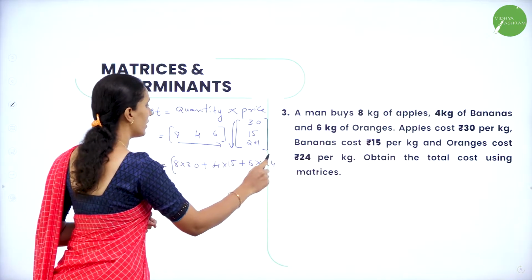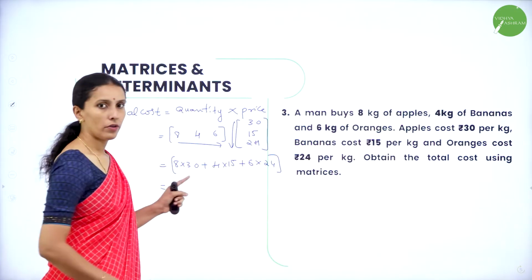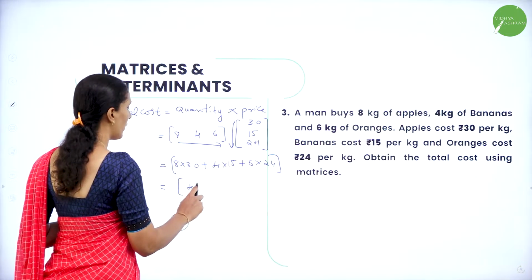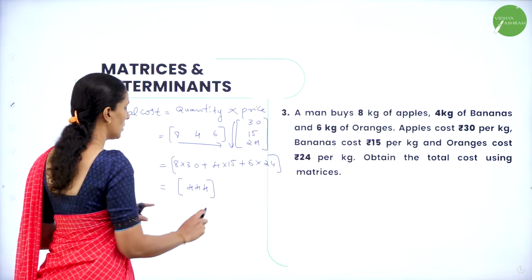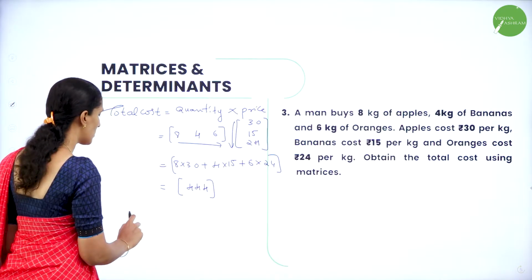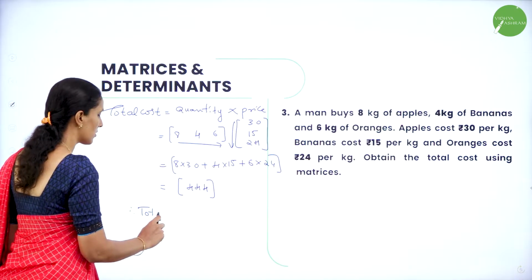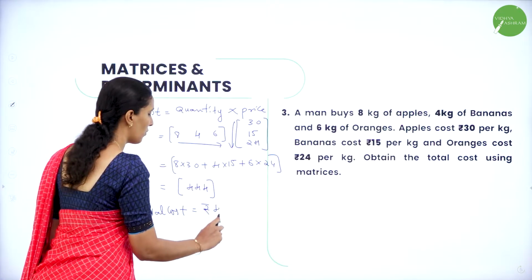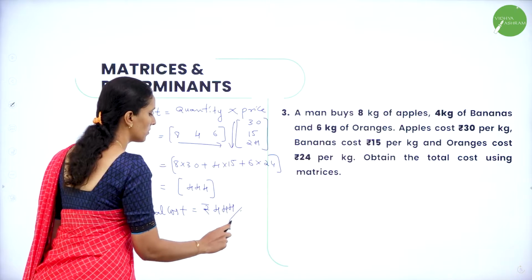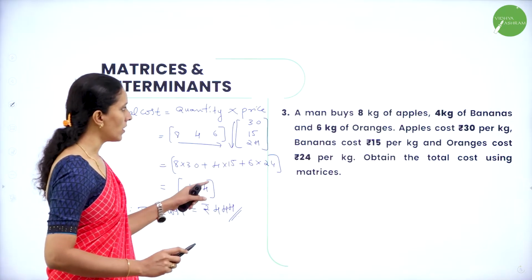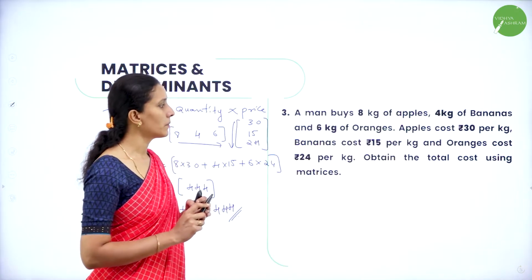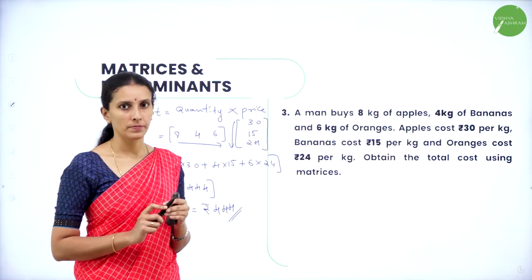So we can write it in a matrix form. So what is the answer we might get here? It is 444. So this represents the total cost. Therefore, total cost in terms of rupees is 444. This is the total cost for the number of apples, bananas and oranges.